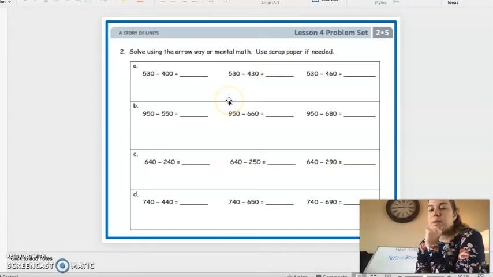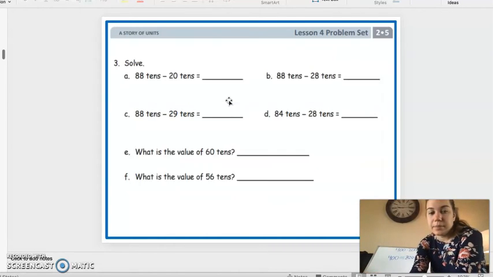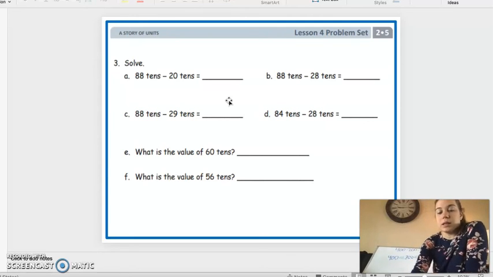For these ones, you can use the arrow way, or you can use a place value chart. So you can practice using either strategy that you like using. But you're definitely going to need a separate piece of paper for that. And then this one, you're working with units. So you have 88 tens and 20 tens. So this one might be a little tricky. If you need help, that's okay.